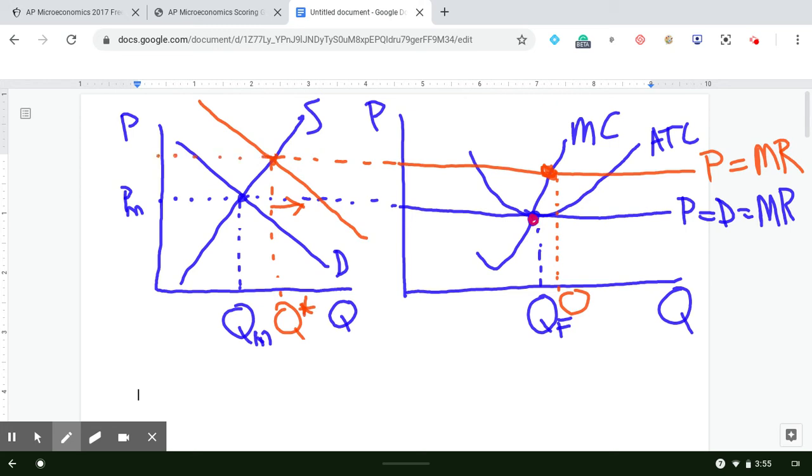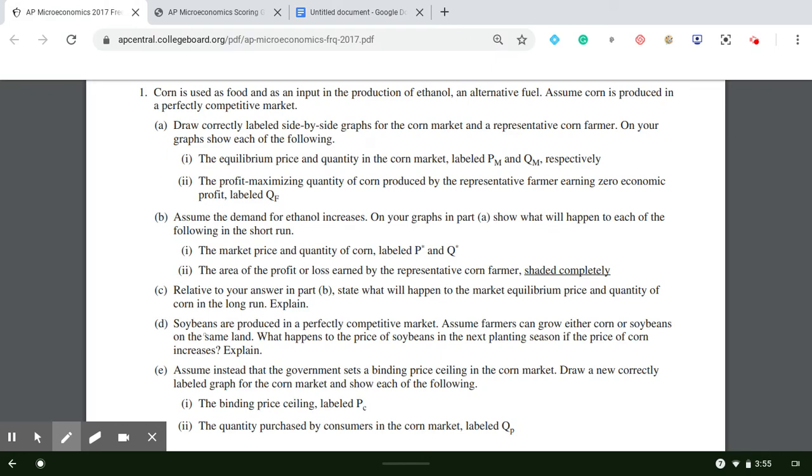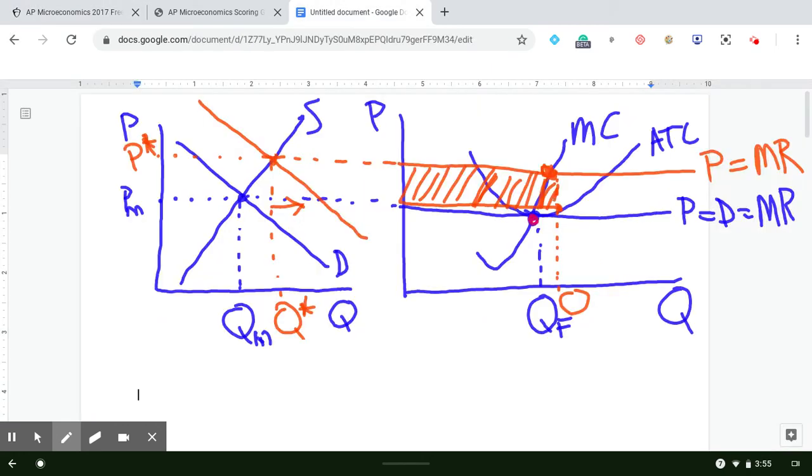Again, that won't matter on this test for you guys since they won't actually make you label it, but it'll help us with this. And that means his ATC is right here. So if I just go ahead and shade this area in there, that will represent his price higher than his ATC. That represents his profit. Okay. Shaded completely. So I'd be shading it completely, so there's no doubt. Anyway.